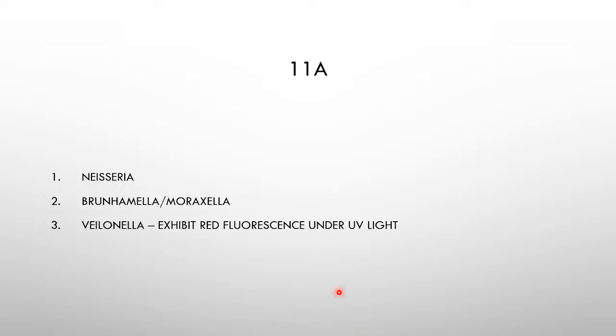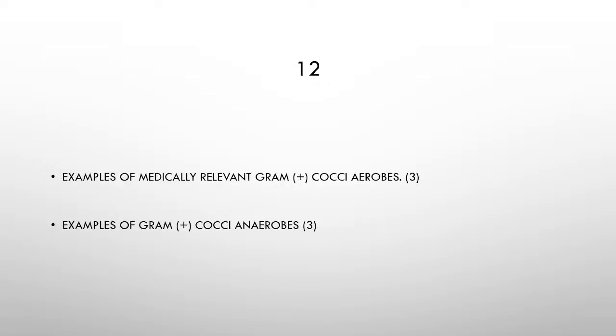Alright, so Veillonella parvula. The contemporary nomenclature of Branhamella is now Moraxella and Neisseria. Okay, Neisseria species. Veillonella parvula is the one that exhibits red fluorescence in UV light. Where's the picture of that one? I have a picture of that one. I'll show it to you guys later.